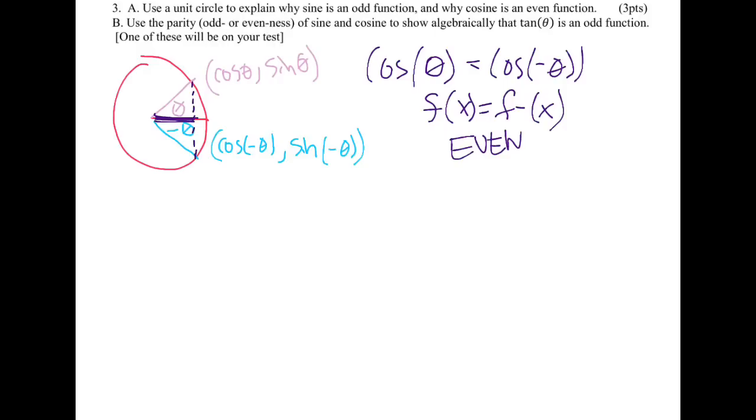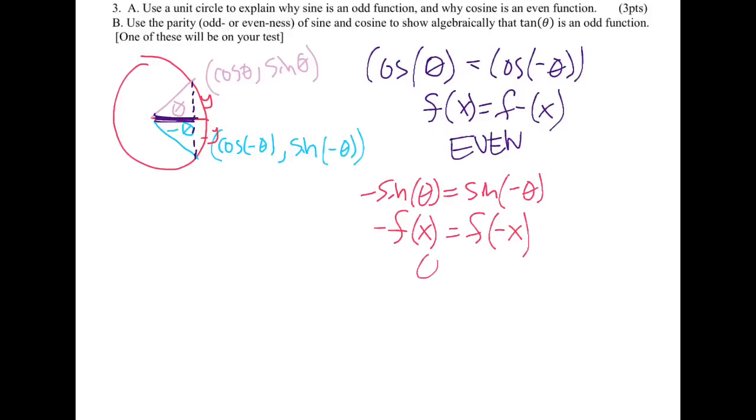If you think about the two y values there, if that's y, then this would be negative y. Those values are opposites, and so we can say that negative sine of theta equals sine of negative theta. And that is the definition of an odd function. Negative f of x equals f of negative x. And so sine is odd.